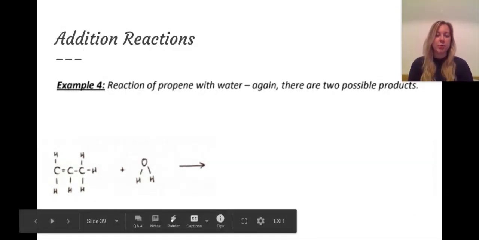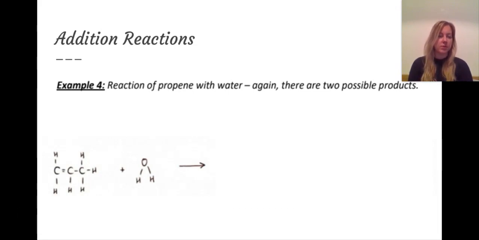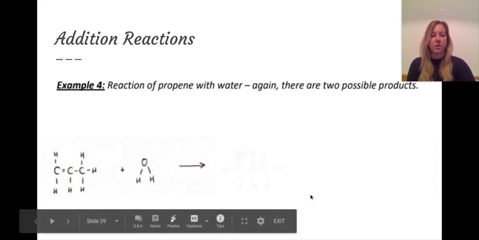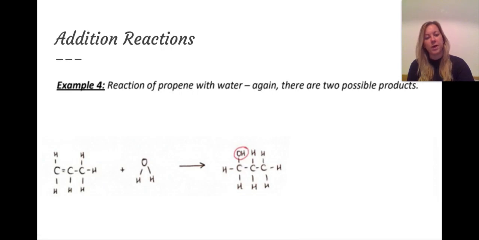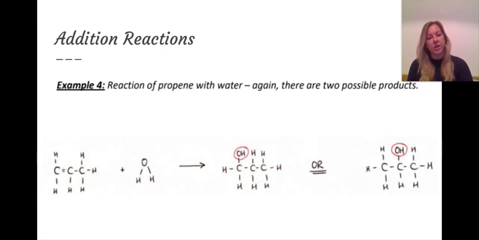Example 4, reaction of propene with water. Again, this is something where we have 2 possible products. Remember, water is made up of a hydrogen ion and a hydroxide ion. So again, depending on which order they join on across a double bond, you can have propan-1-ol, or you can have propan-2-ol. So it depends where the OH group joins on. It can join on the first carbon, or it can join on to the second carbon.